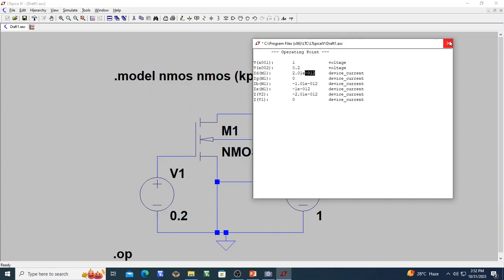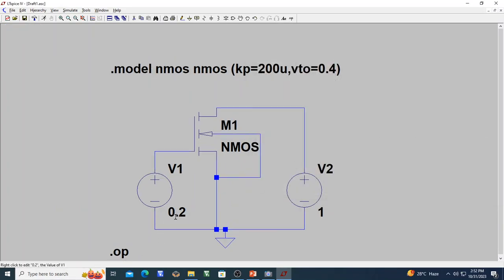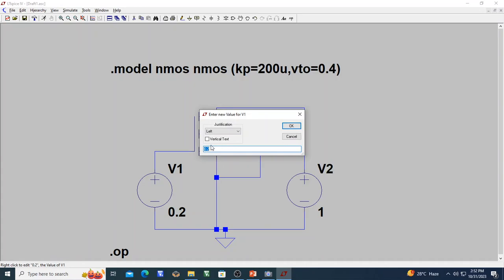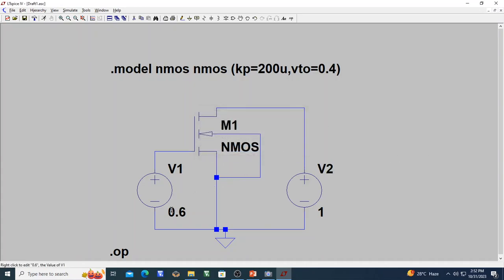Now let us make the VGS slightly more. So let me make VGS as 0.6. Since it is 0.6 and VDS is 1 volt, in which region is the MOSFET operating now? Suppose this is VGS. What is VDS sat? We know that VDS sat. Okay, let me just go back here and show you.